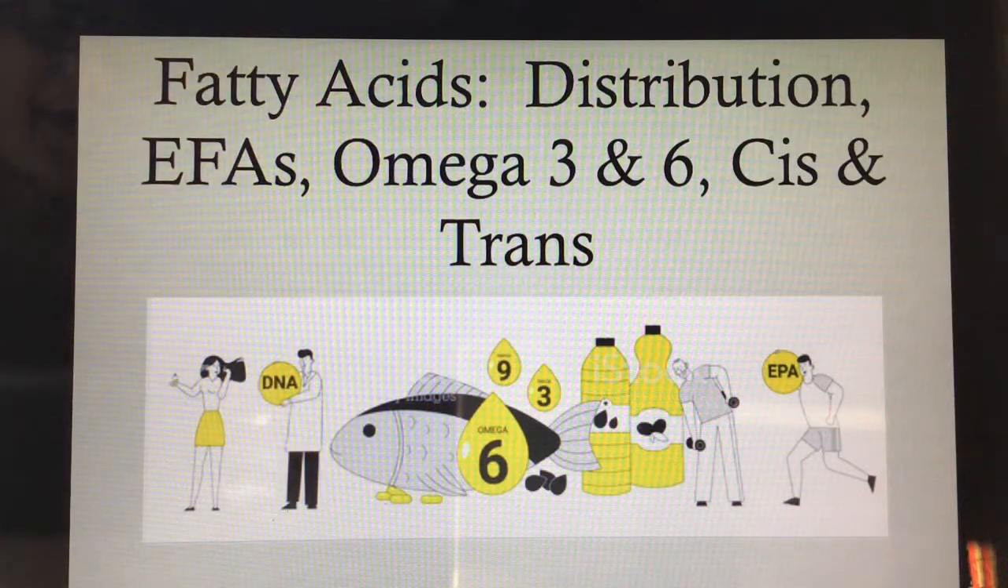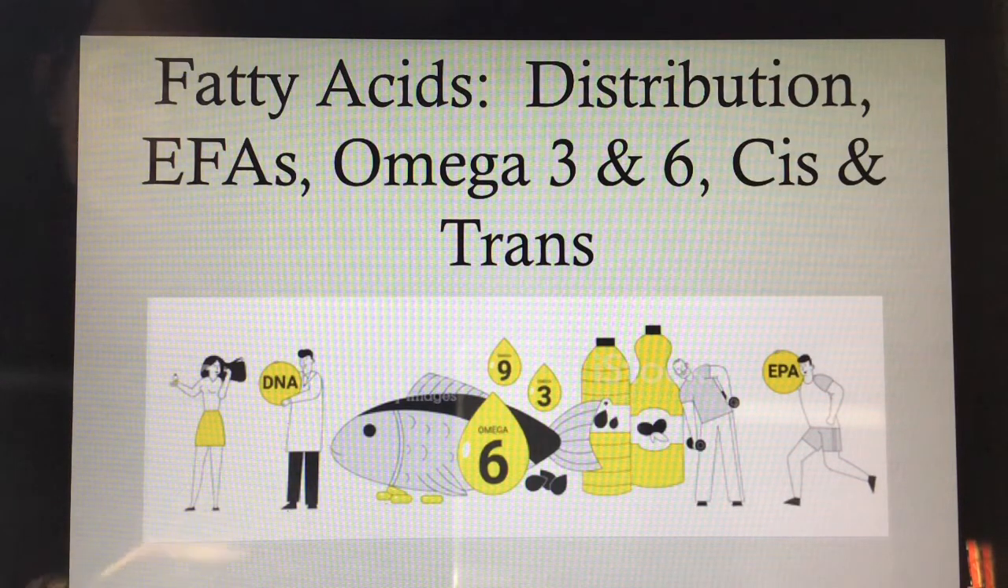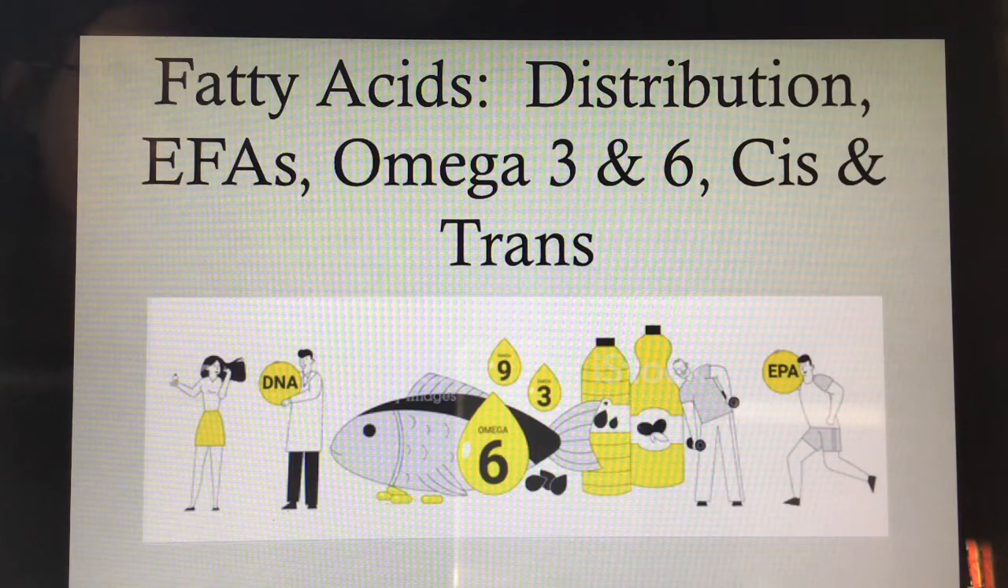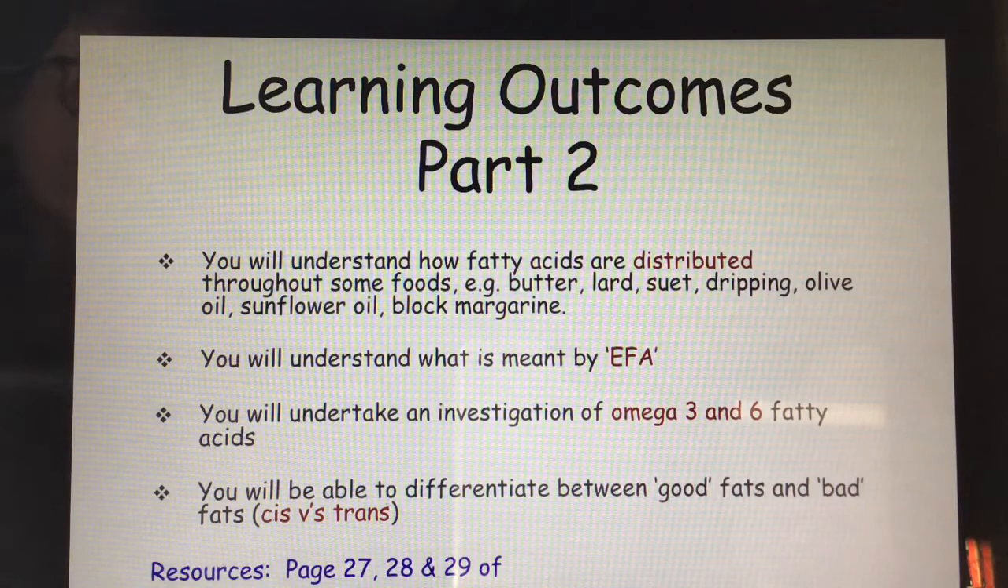Hey everyone, in this short video we're going to learn about the distribution of fatty acids throughout food. We're going to learn about essential fatty acids or EFAs, omega-3 and omega-6 fatty acids, and cis and trans fatty acids. So this is all based upon pages 27, 28 and 29 of your textbook if you want to refer to it. So at the end of today's class you'll understand how fatty acids are distributed throughout some foods.